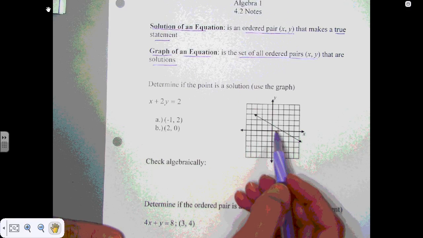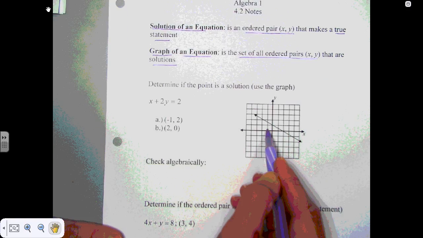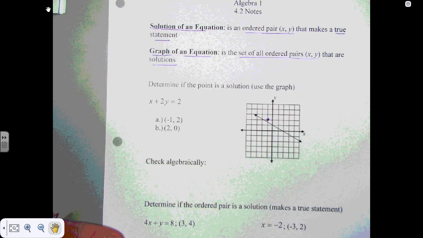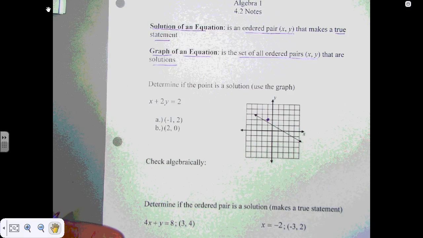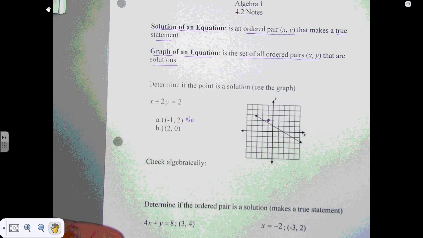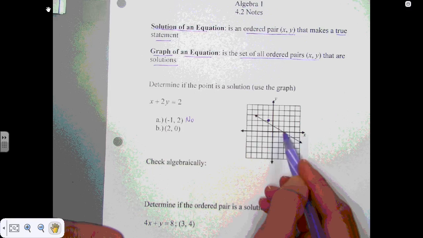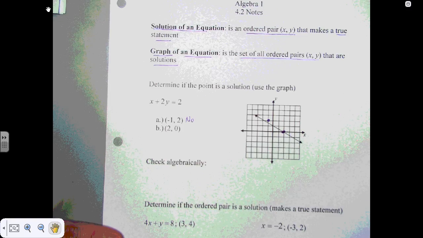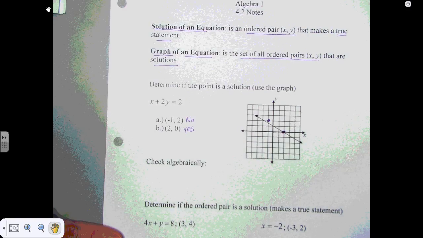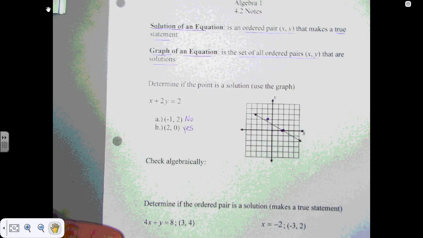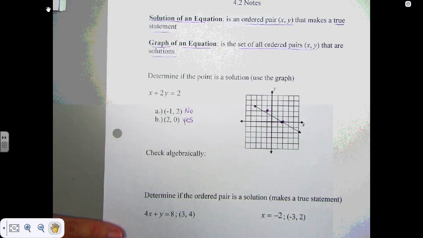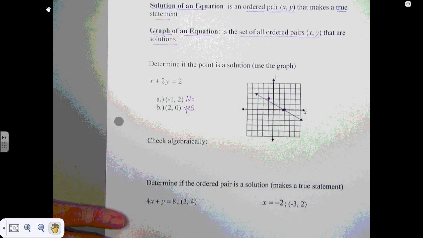Look at the graph. Negative 1, 2 is the point right here, correct? Is that on the line? No. So this is not a solution. Now go to the point 2, 0. Is that on the graph? Yes. How many people had no, yes in that order? Beautiful. What do you think it means by check algebraically? Becca? Plug it in for x and y.